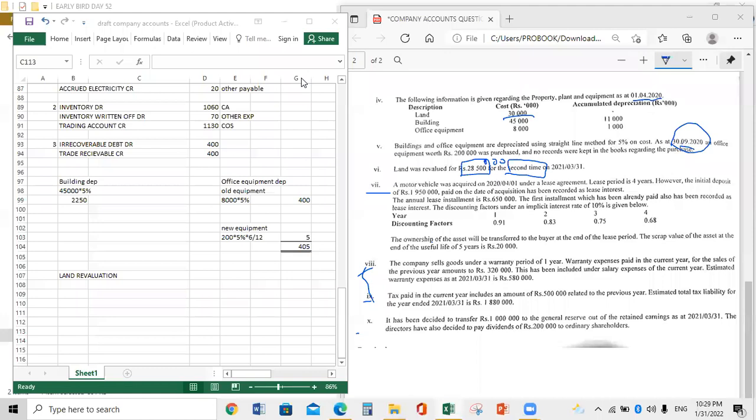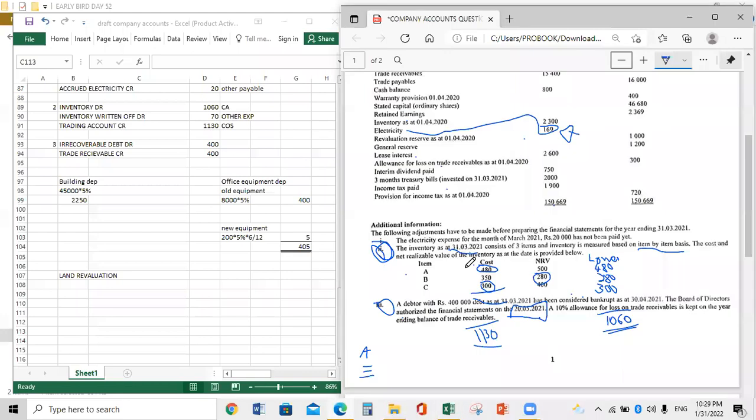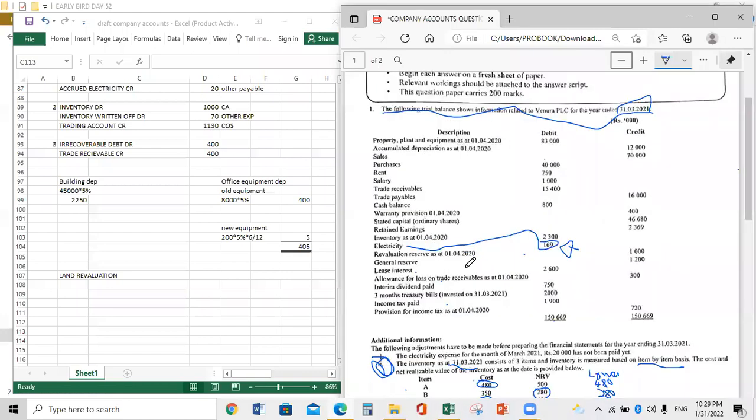Trial balance. Very good. When they say second time, guys, you have to check the trial balance. Why? Because if it is the second time, that means there should be a reserve from the first time. Is there any reserve from the first time revaluation? 1,000. See? We can assume that is the one they are talking about, 1,000, because they say second time, guys. So the first thing you should do when it comes to revaluation is check this.